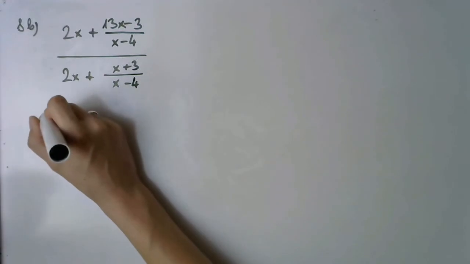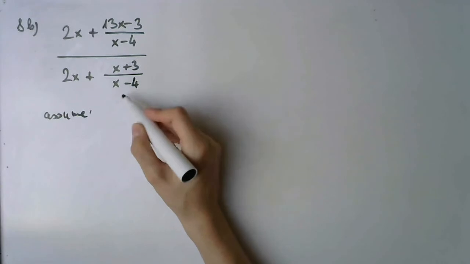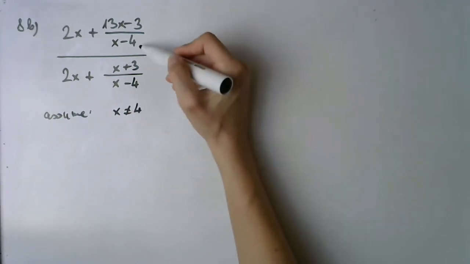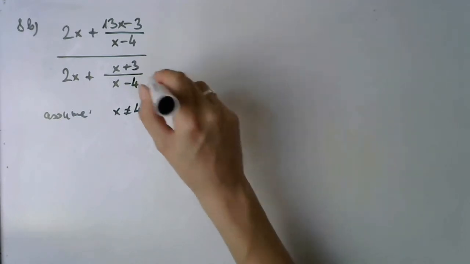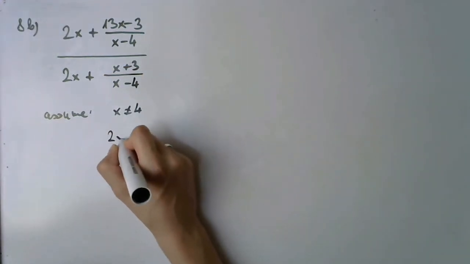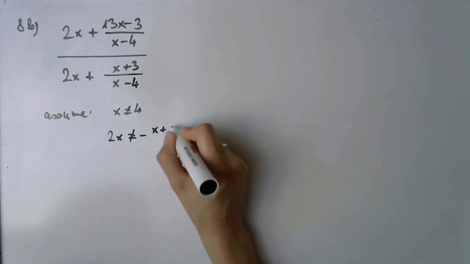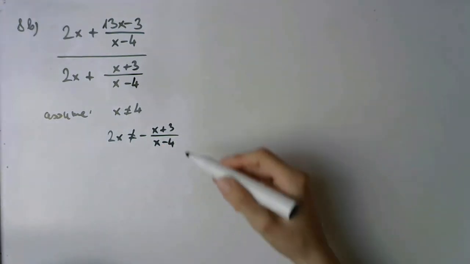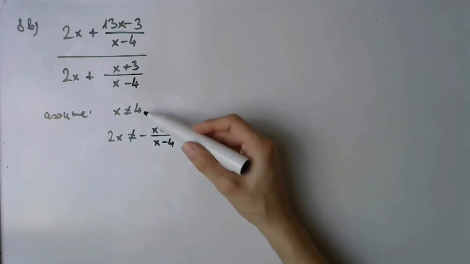First, let's start with the easy one. Assume that x does not equal 4. This way, we have tackled this denominator and this denominator. But we also have a big denominator here. So let's assume that 2 times x does not equal to negative x plus 3 divided by x minus 4. We don't have to make another assumption here because we have already assumed that x does not equal 4.